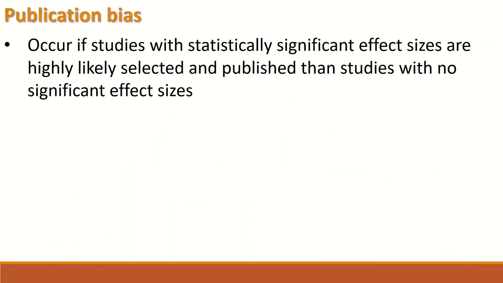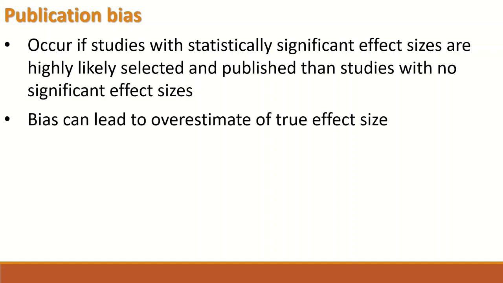So what is a publication bias? A publication bias occurs when studies with statistically significant effect sizes are more likely to be picked, chosen, selected, and published than those studies with no significant effect size. So there is bias in selecting which data to include in the analysis based on the effect size. So this is what is meant by bias. This bias can lead to overestimation of the actual or true effect size, which can distort the final conclusion based on the pooled result of the meta-analysis.